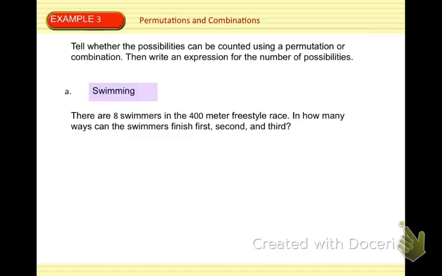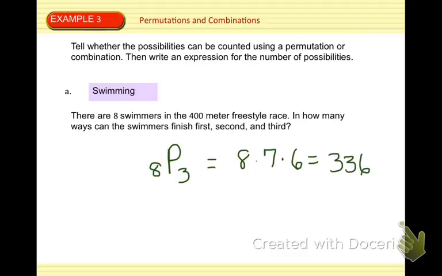So 8 swimmers in a 400-meter freestyle race. In how many ways can the swimmers finish first, second, third? Does it matter, the order? Yes, it does, because those are very different places, and once you've picked the first place, you'll have a different person for second place and third place, and there are 8 different swimmers. So it is a permutation, and how you would write it would be 8 swimmers taken 3 at a time, and so you have 8 times 7 times 6, or 336 different ways to choose those.